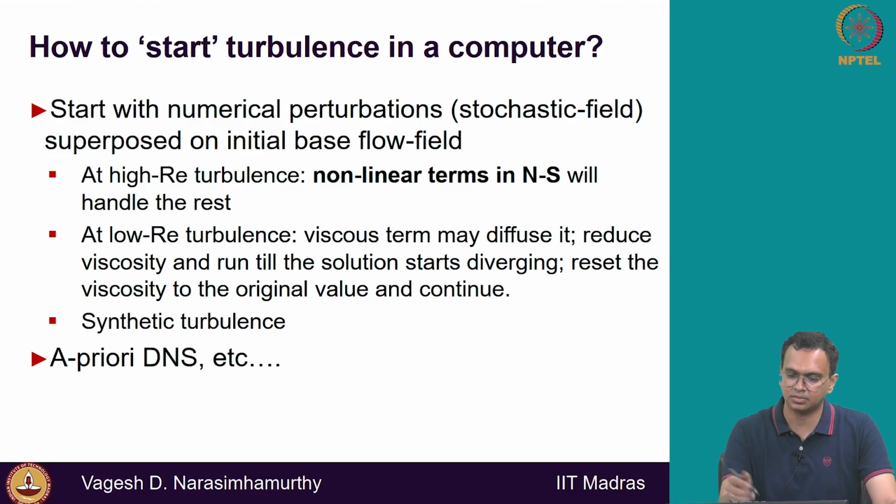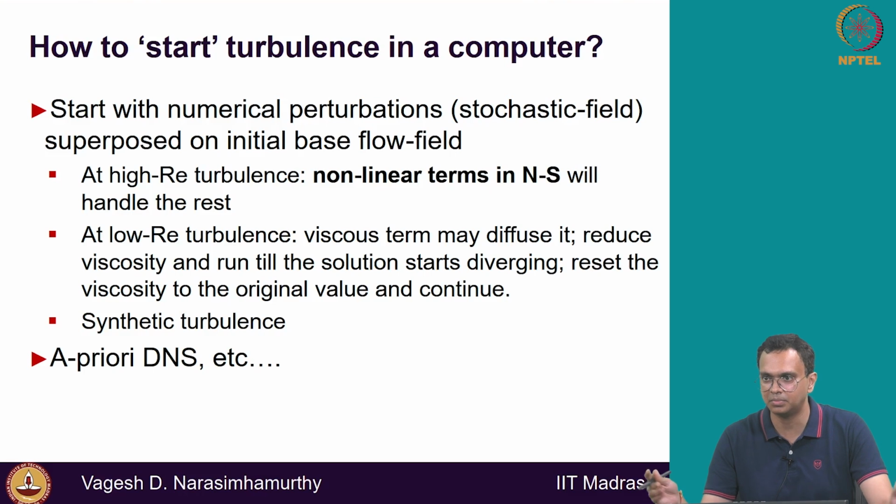So one technique is you start with numerical perturbations. You add random number perturbations, a stochastic field superimposed on your initial base flow field. This base flow is, let's say, your bulk mean velocity. In a pipe flow or a turbulent channel flow, you would know what the bulk mean velocity is before you start, because your Reynolds number is based on bulk mean velocity. So you have a bulk mean flow field and superpose some numerical perturbations. Okay. So at high Reynolds number turbulence, let's say 1 million or so, the nonlinear terms in Navier-Stokes will take care of generating turbulence. You don't have to worry about it. Usually at high Reynolds numbers, you don't have to worry.